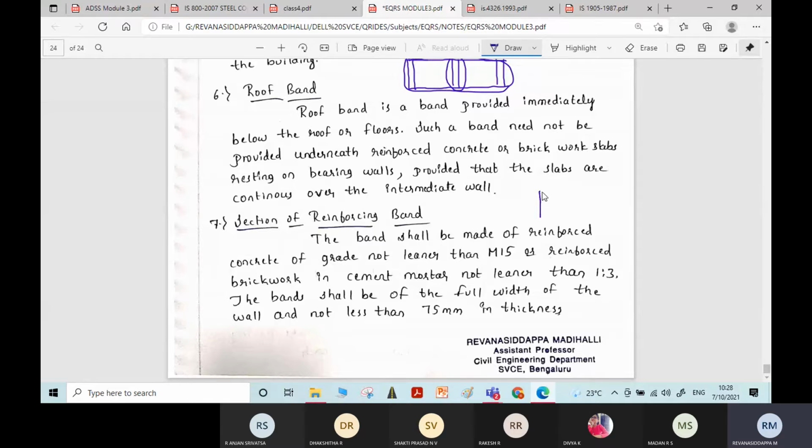Just a minute, I am trying to write a figure. There is some problem with the pen.